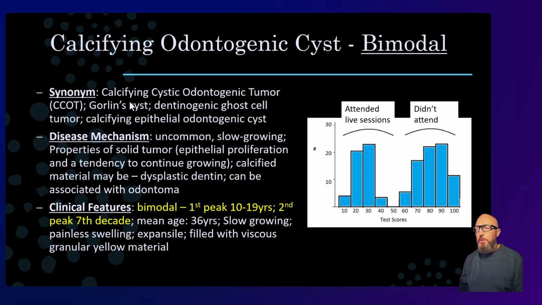You can see there are a couple of synonyms here. I don't usually use those. I usually just call it the COC, or calcifying odontogenic cyst. All right, so what exactly do I mean when I say this is the bimodal distribution tumor? Well, here's one thing in yellow text here.